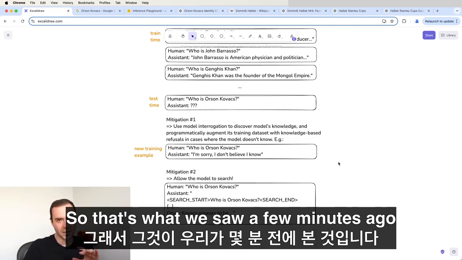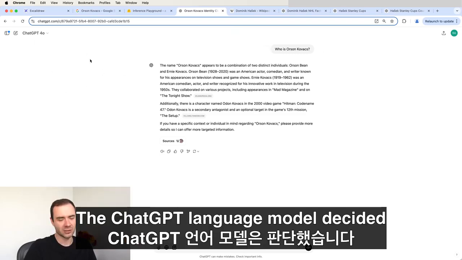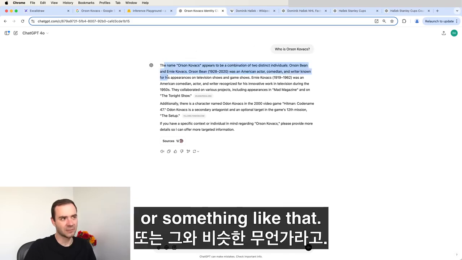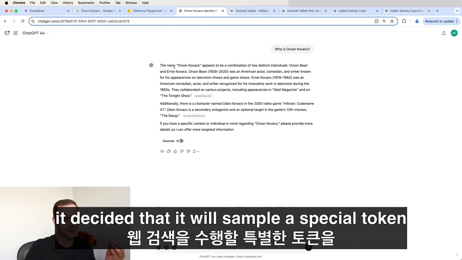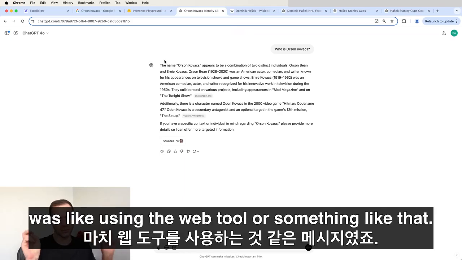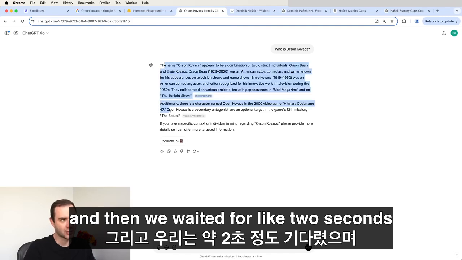So that's what we saw a few minutes ago when I was searching on ChatGPT for who is Orson Kovacs. The ChatGPT language model decided that this is some kind of a rare individual or something like that. And instead of giving me an answer from its memory, it decided that it will sample a special token that is going to do a web search. We saw briefly something flash. It was like using the web tool or something like that. So it briefly said that, and then we waited for like 2 seconds, and then it generated this.